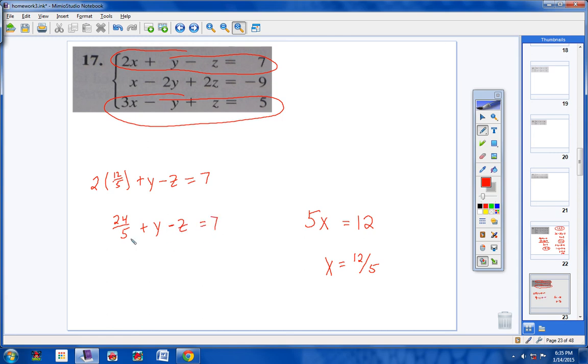Alright, now bring this over and make it negative, and you end up with y minus c equals, let's see, what would that be? 7 minus 2 and 4/5, is that right? That's 14 over 5, no, 4 and 4/5. So 7 minus 4 is 3, and then minus 4/5 will be 2 and 1/5. So 2 and 1/5.